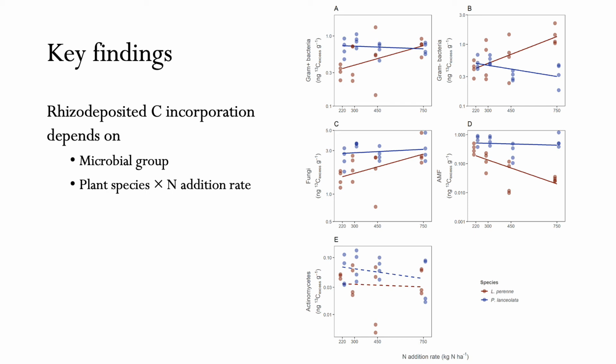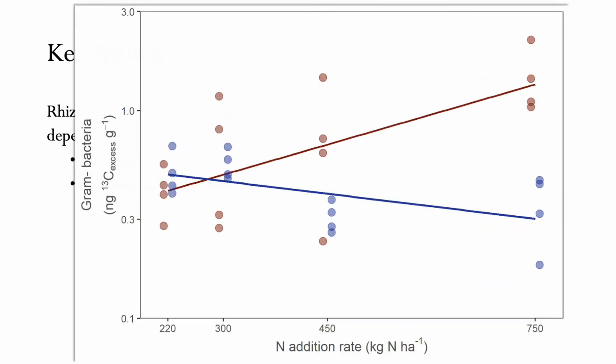So the results show that microbial uptake of rhizodeposited carbon depended on one hand on the microbial group, shown here by the different patterns of uptake dynamics, but on the other hand, there was also an interactive effect between the nitrogen addition rate and plant species. To make that a bit clearer, I will zoom in on one example.